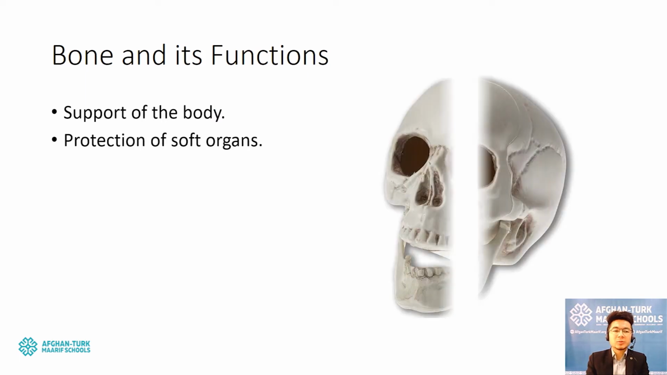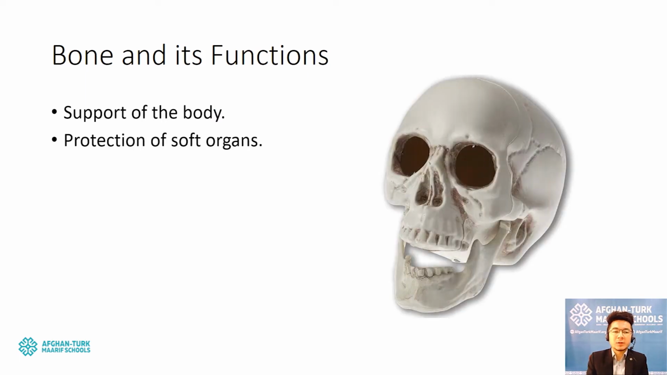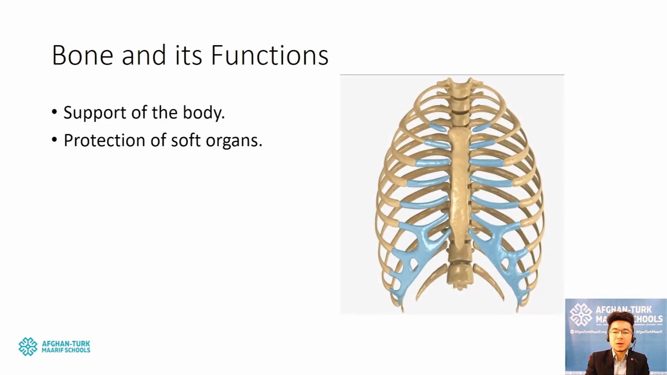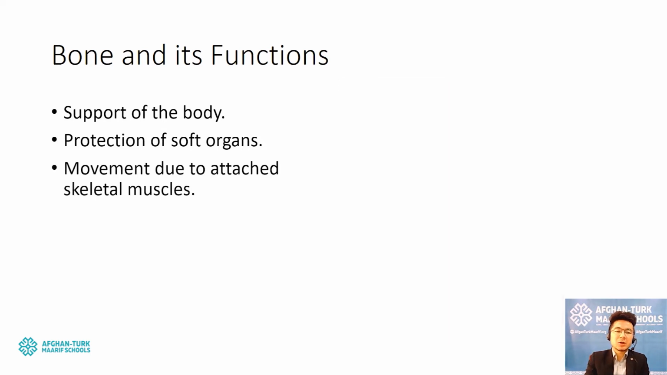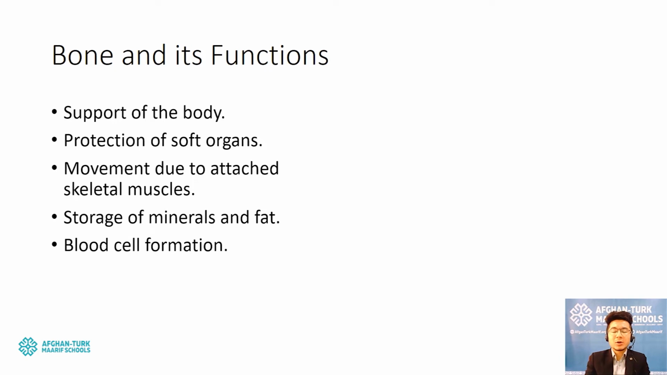The function of the bone is supporting the body and protecting the soft organs. For example, the skull is protecting the brain, and the ribcage or thorax is protecting our internal organs, for example lungs and heart. They are also responsible for the movement of our body with the help of muscles, and they store minerals and fat. Finally, they are responsible for making the blood cells.